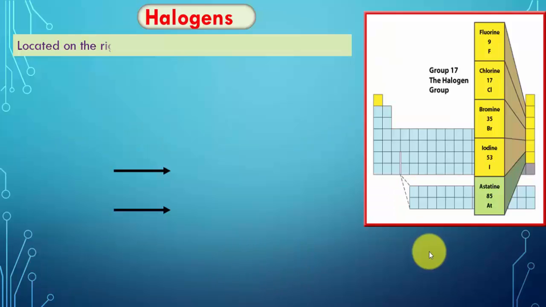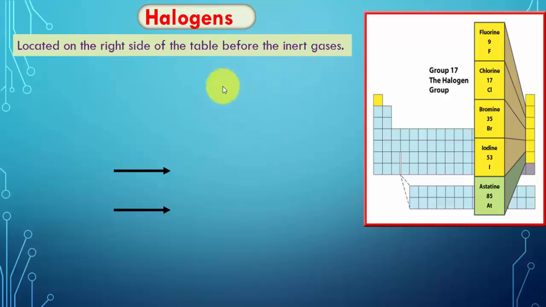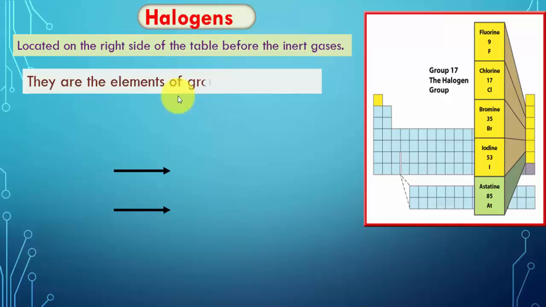We finished group 1 and now we are talking about group 7A or 17 that is called halogen. Halogen, we find it in the periodic table on the right side of the table before the inert gas. Before the inert gas, we find this group 7A called halogens. They are the elements of group 17 in the p block.